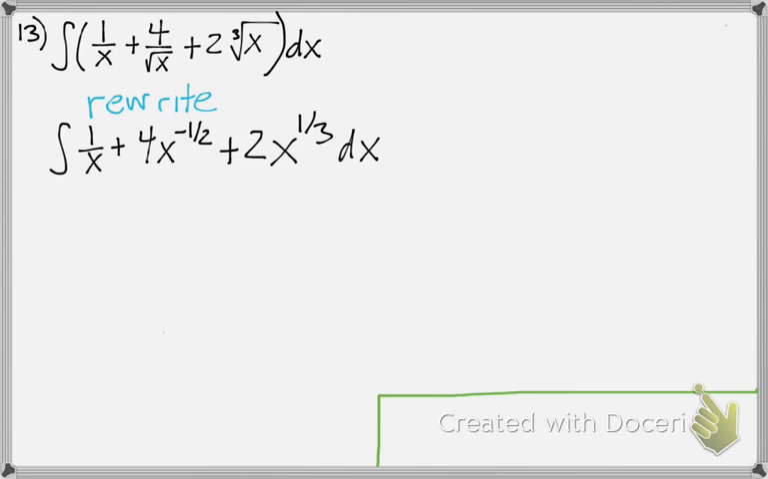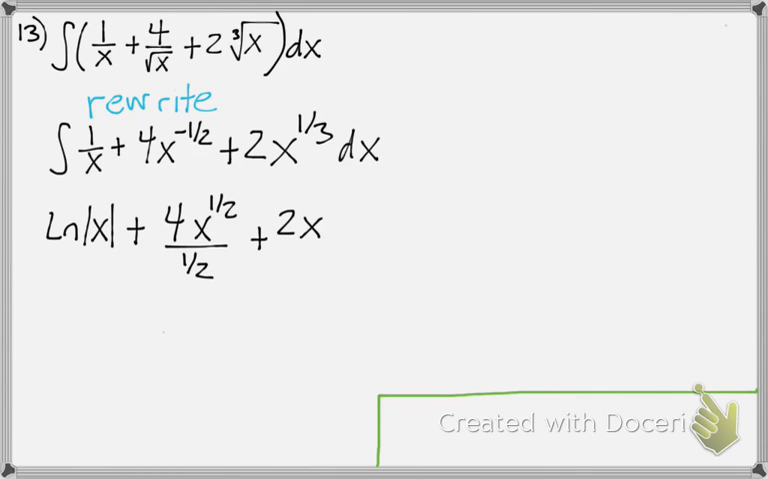So now I'm actually going to take the integral of this. So it'll be ln of x plus 4, negative 1/2 plus 1 is positive 1/2. And I want to divide by that power. Plus 2x to the 1/3 plus 1 is 4/3. And I want to divide by that new power. And then plus c.